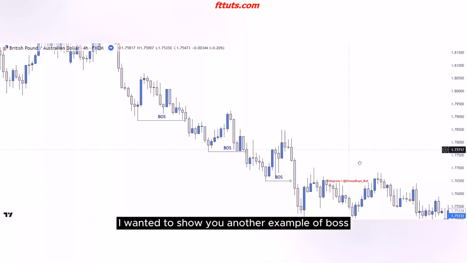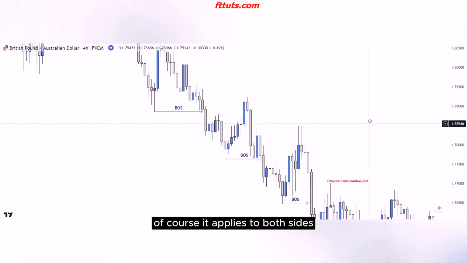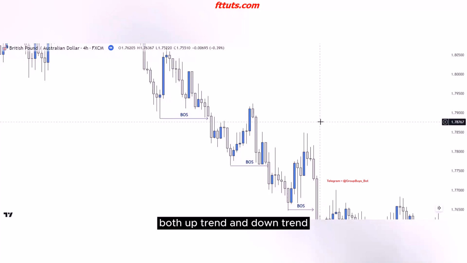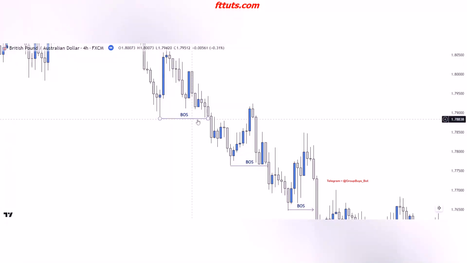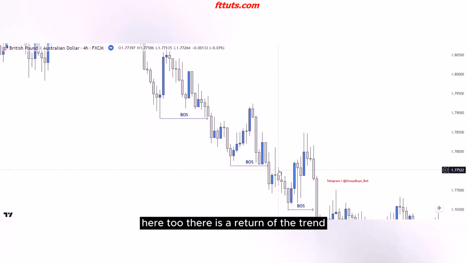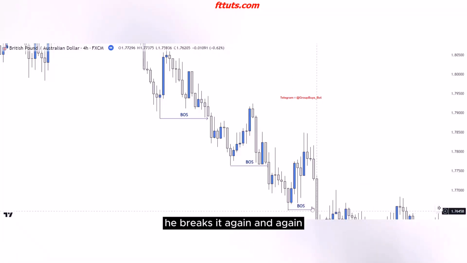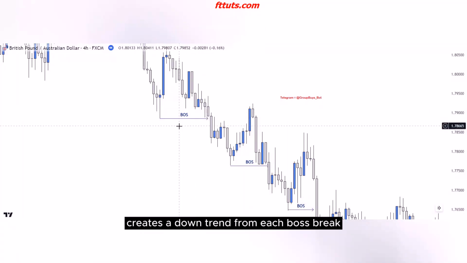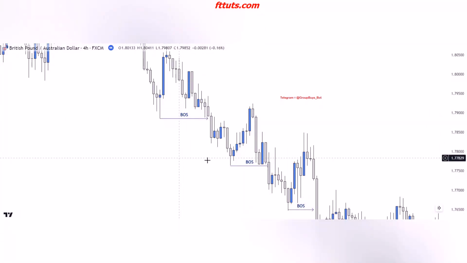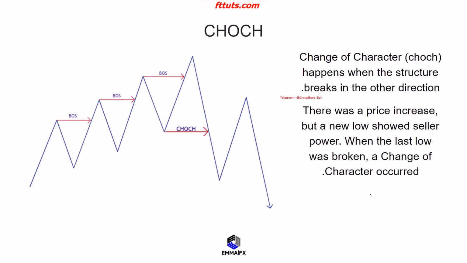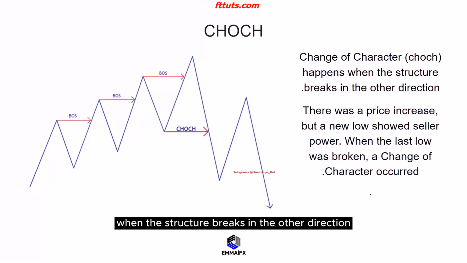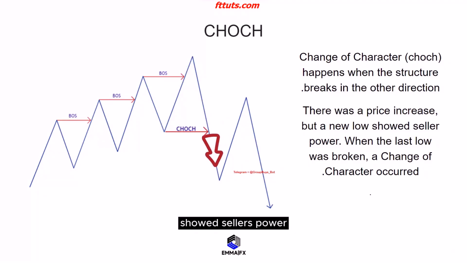I wanted to show you another example of BOS. Of course, it applies to both sides, both uptrend and downtrend. Here too, there is a return of the trend. It breaks again and again, creating a downtrend with each BOS break. A change of character happens when the structure breaks in the other direction. There was a price increase, but a new low showed sellers' power. When the last low was broken, a change of character occurred.